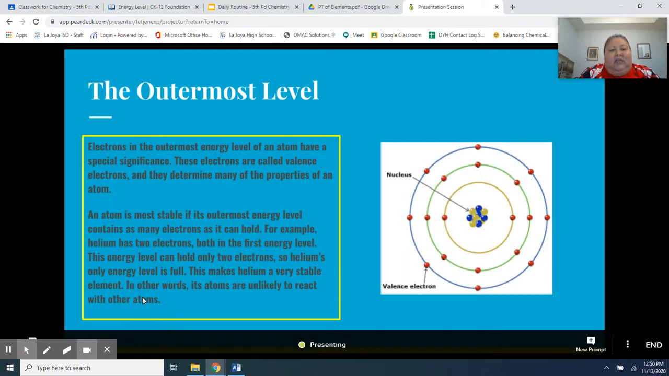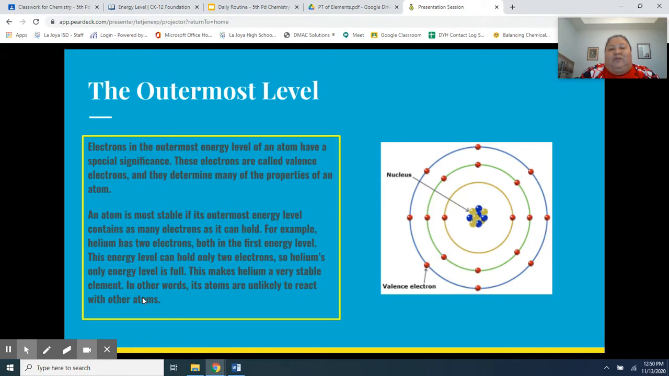Electrons in the outermost energy level of an atom have special significance. Those electrons are special. Electrons in the last energy level are available to be lost, shared, or gained. You can either gain electrons, lose electrons, or share electrons. And they have a special name. These are called valence electrons.